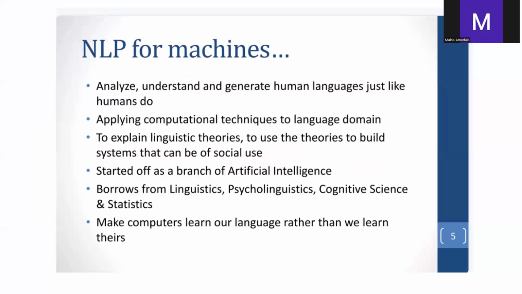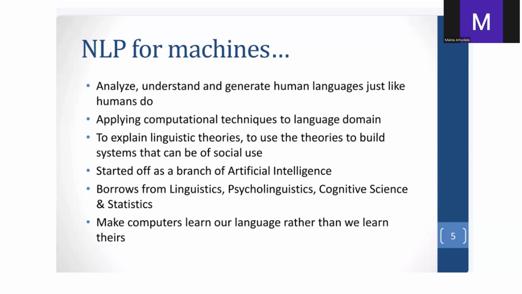Now, NLP for machines: why are we using it for machines? To analyze, understand, and generate human language, just like what humans do. It can analyze the text that we have given to the machines, then understand what is in it, and generate it in a human language that everyone can understand easily.